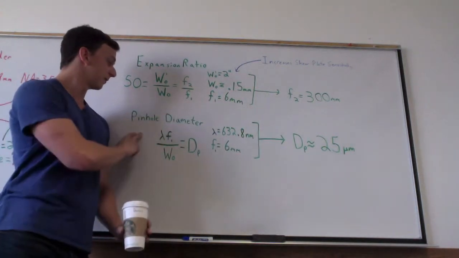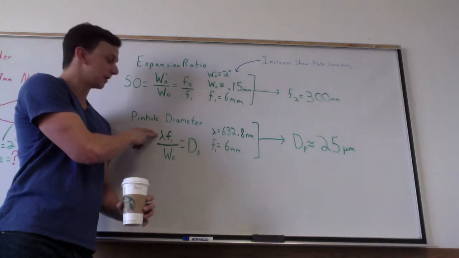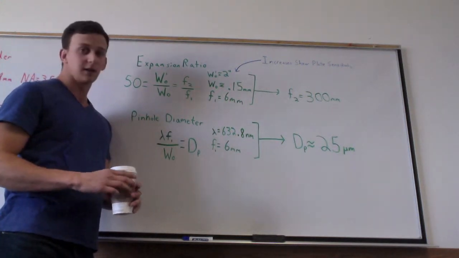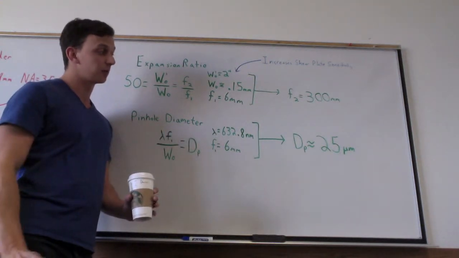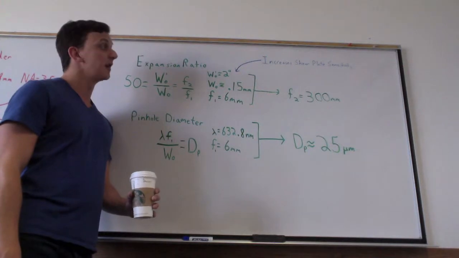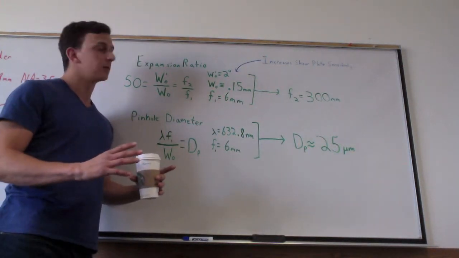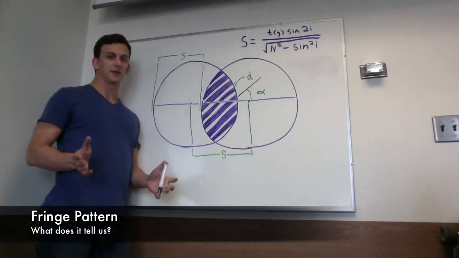We could also find the pinhole diameter, which is based on the wavelength of our laser beam, 632 nanometers, the focal length of our objective, which was around 6 millimeters, and the beam waist of the input. And now we found the diameter would be roughly 25 microns. And we wanted to completely fill the shear plate entrance diameter because it increases shear plate sensitivity, which is important for this lab. What exactly does the shear plate tell us?